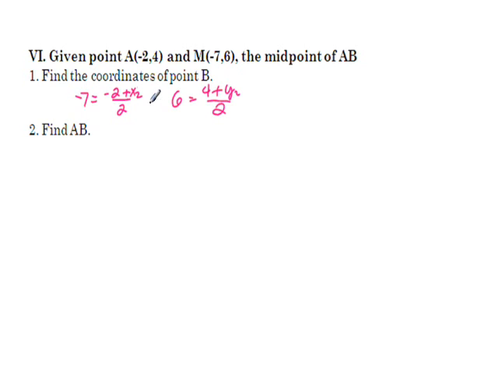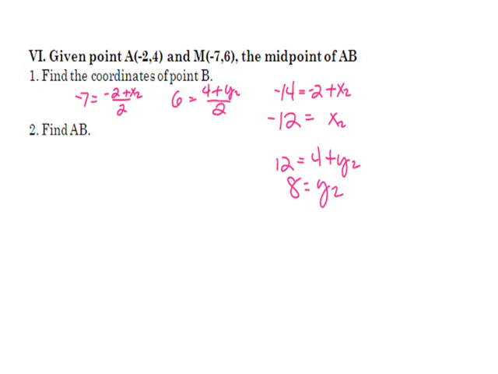So 2 times -7 is -14, so I get -14 equals -2 plus x2. Add 2 to both sides, and I get x2 equals -12. All right, and then if I do the y value the same, 2 times 6 is 12, so 12 equals 4 plus y2. Then I subtract 4 from both sides, so I get 8 equals y2.